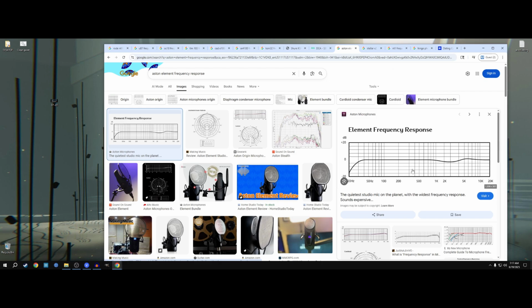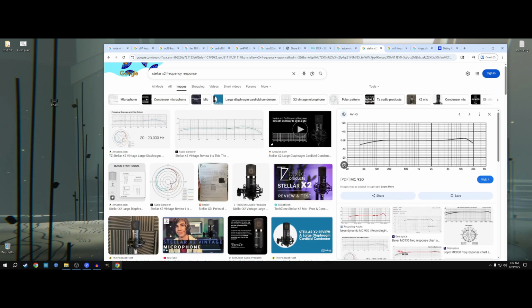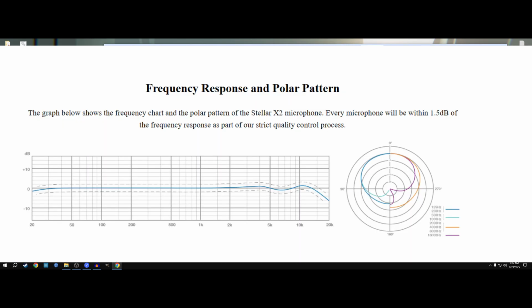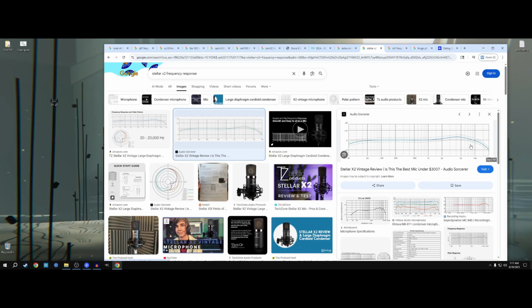It sounds basically like the bass is all the way up here. The highs are way down here. This is a terrible sounding microphone, the Aston Element, right? The Stellar X2 original. This is a lie. It makes it sound like, oh, it sounds like this. And then there are claims that this sounds like a U87. Bullshit. Okay. This sounds nothing like a freaking U87.